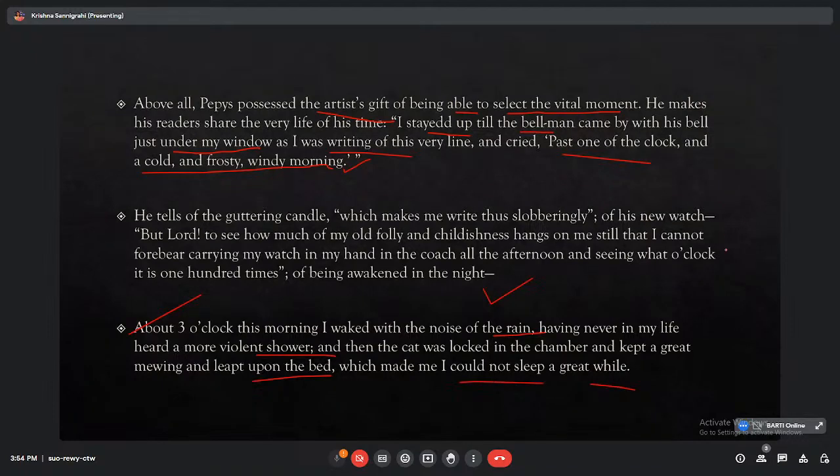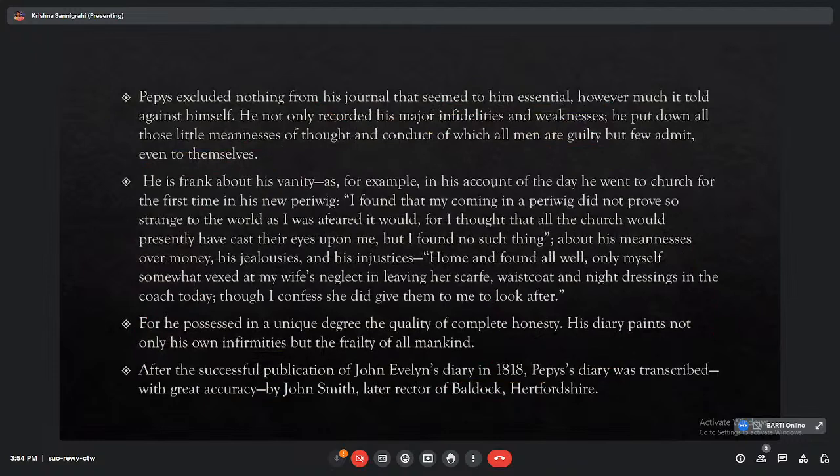So we can see his description, we can see his writing style, how he describes the various incidents which are happening. So there can be incidents of, you know, the coronation or the incident of restoration. It can be the incident of some cousin visiting him, or about the guttering of the candle and what happens at 3 o'clock in the morning. So he excluded nothing from his journal. Everything about his life which was happening around him was there in his diary.